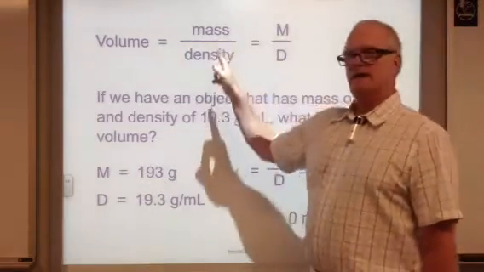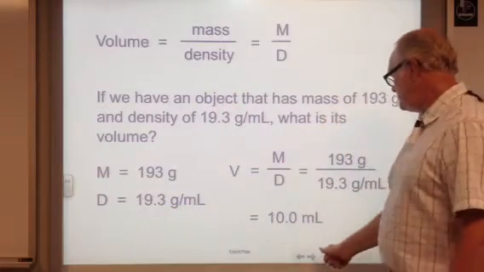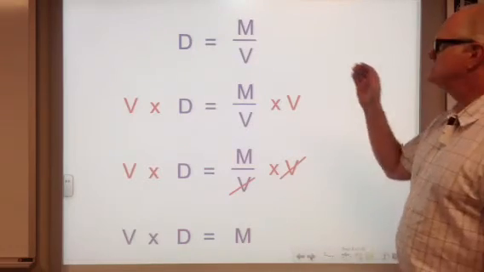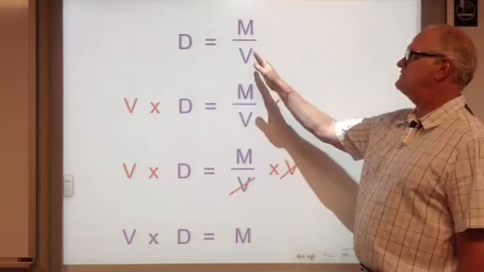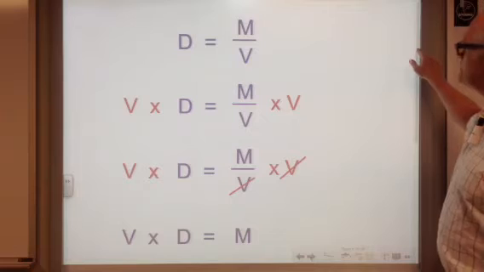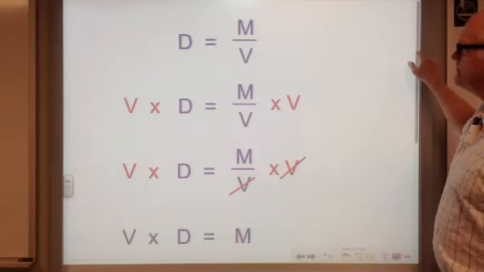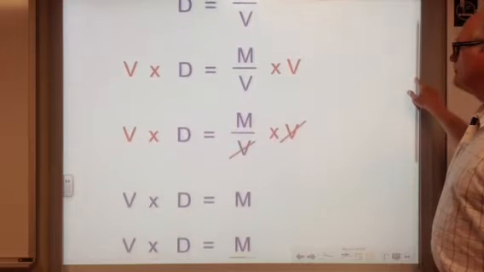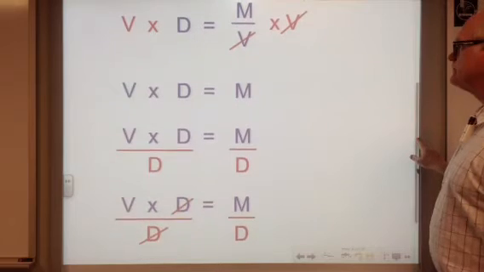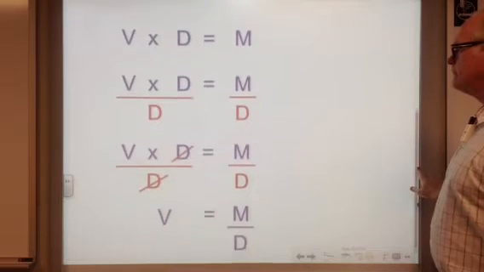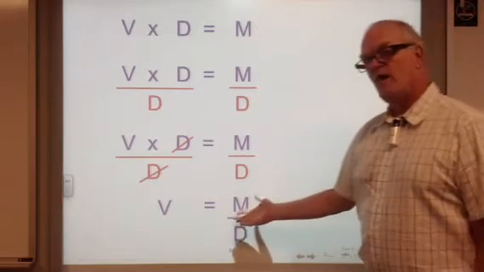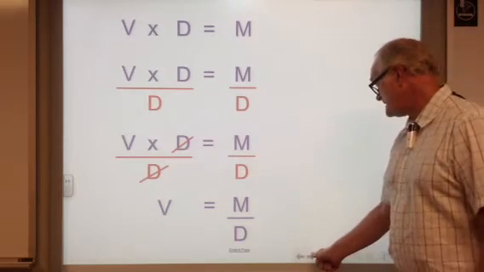Okay. So where did this formula come from? Well, it came from the definition of density. So here's the definition of density. Using the rules of algebra, we can manipulate that formula and we can figure out what V equals if we know D and M. All very legal, algebraically speaking.